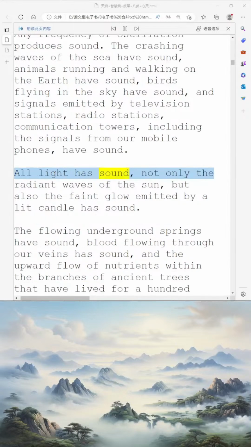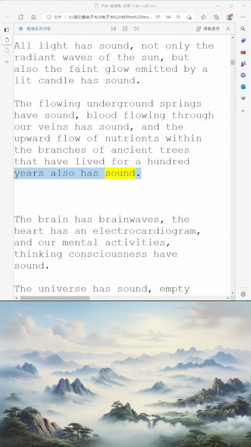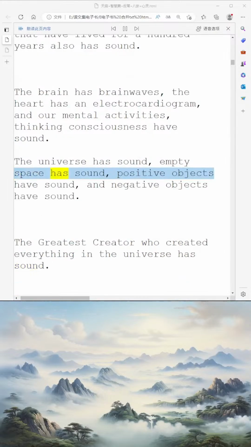All light has sound, not only the radiant waves of the sun, but also the faint glow emitted by a lit candle has sound. The flowing underground springs have sound, blood flowing through our veins has sound, and the upward flow of nutrients within the branches of ancient trees that have lived for 100 years also has sound. The brain has brain waves, the heart has an electrocardiogram, and our mental activities, thinking consciousness have sound. The universe has sound, empty space has sound, positive objects have sound, and negative objects have sound. The greatest creator who created everything in the universe has sound.